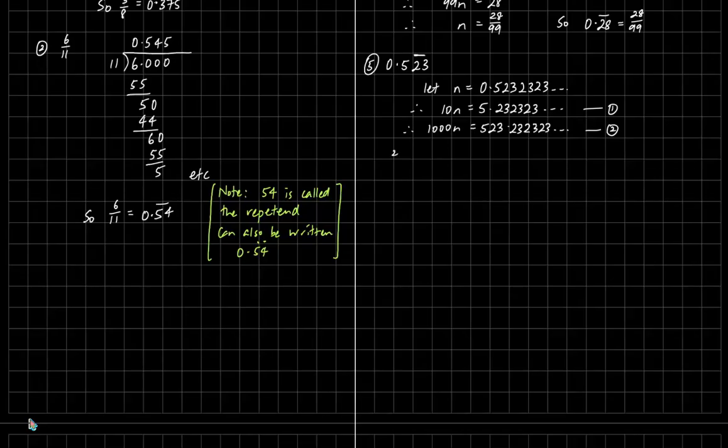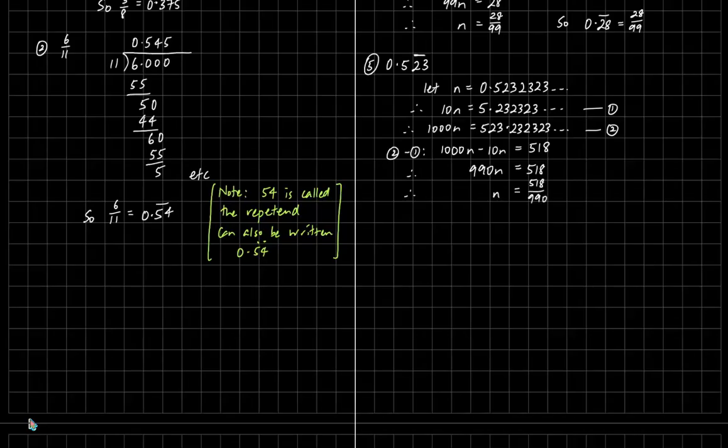So now I could just subtract those from each other, and on the left hand side I'll have 1000n minus 10n. And on the right hand side, 523 minus 5, because everything after the decimal place is identical, so that's just going to be subtracted out. So 523 minus 5 is 518. Therefore 990n equals 518.